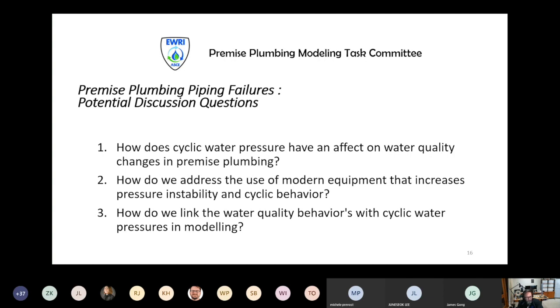I've often found that when we get a lot of cyclic pressures occurring, we get a lot of forward and reverse flows occurring in the building, and then we get issues of high lead levels with the water coming into contact with the brass.